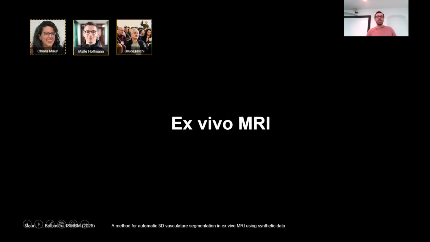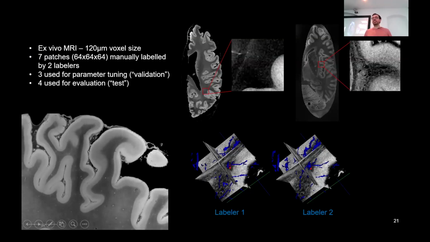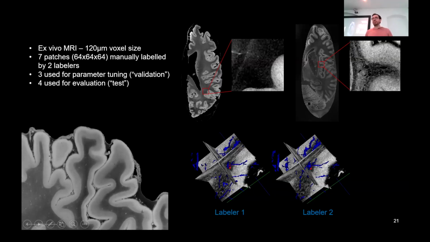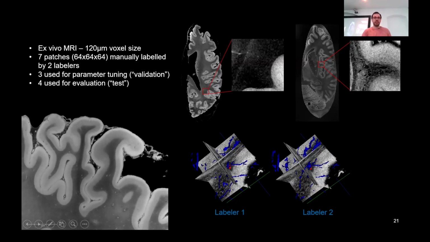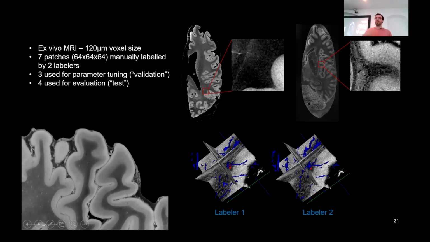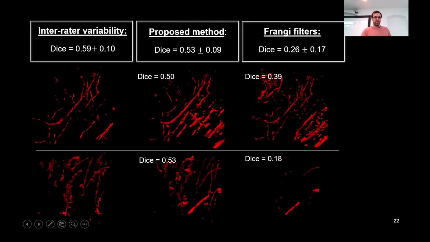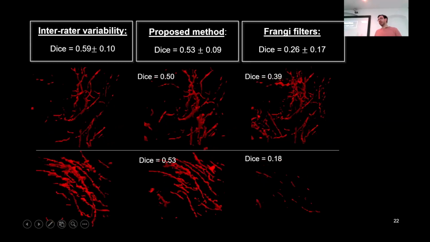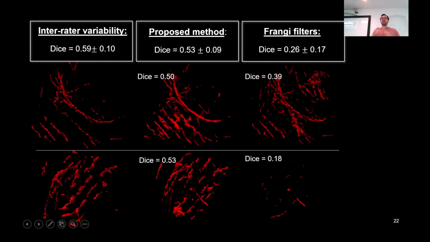So we also applied it to ex vivo MRI. And so these are whole hemisphere scans at about 120 micron resolution. And then we took a bunch of patches, got them labeled by two different persons that were really careful. And then we, again, trained the network with the same strategy, but just tuning a bit the hyperparameters. And we can get much better dice than with our baseline. And something that's really close to actually the inter-rater variability, right?